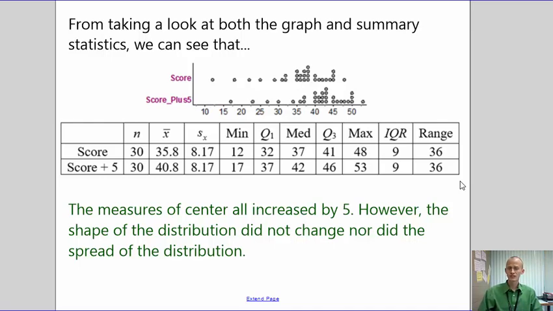So all the measures of center increase by 5, but the shape, as you can see from the graphs, is the exact same. We still have that skew. Look at the tail. So we have that skew going to the left.